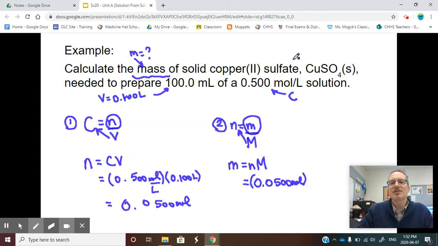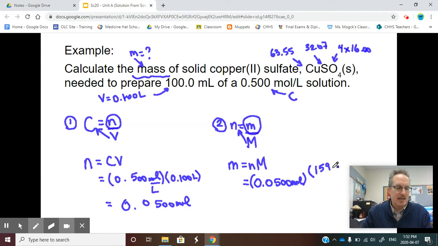Now, I shouldn't have to do this for you, but I will at least write down what numbers you're going to add together. So copper is 63.55. Sulfur is 32.07. And oxygen, we have 4 of these, so it's going to be 4 times 16, which means when I add all these together to get my molar mass, I'm going to multiply by 159.62 grams per mole.